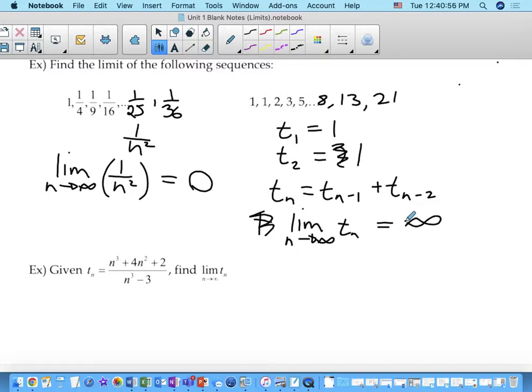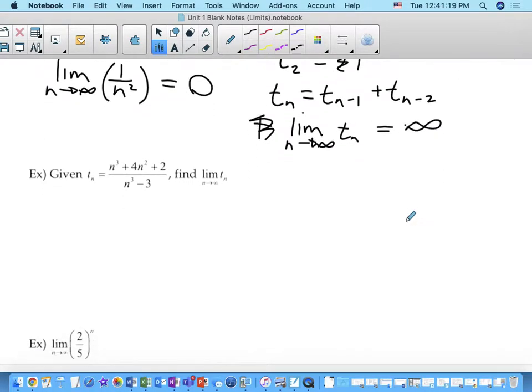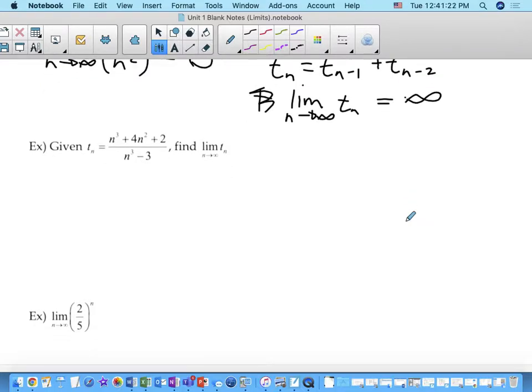Okay, now to figure out some of these, we're going to use some of the things we learned last week around limits at infinity, which we've already seen. So suppose Tn equals n cubed plus 4n squared plus 2 over n cubed minus 3. What is the limit as n approaches infinity of Tn? So how would you start this one? If we're looking at the limit of Tn, yeah. Yeah, divide by the largest power of n in the denominator.